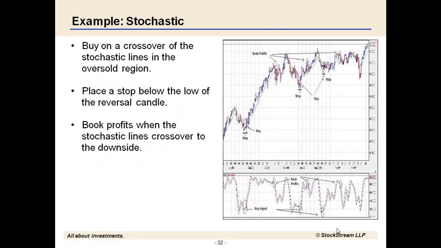We look for a crossover of the stochastic lines in the oversold region to initiate long entries. The chart on the right shows 3 examples of long trades that were triggered using slow stochastic indicators. The stops for these trades can be placed below the lows formed before the reversal. We will look to book profits when the stochastic indicator lines cross over downside. As you can see, all 3 trades using stochastic indicators were profitable. In general, more than one technical indicator is used in analysis to develop a trading strategy.